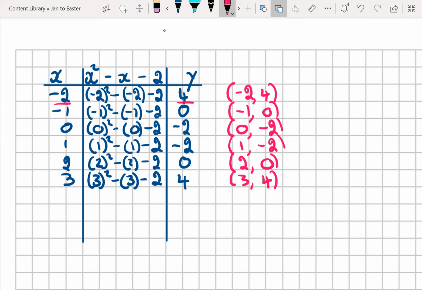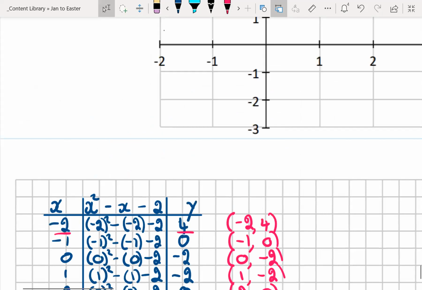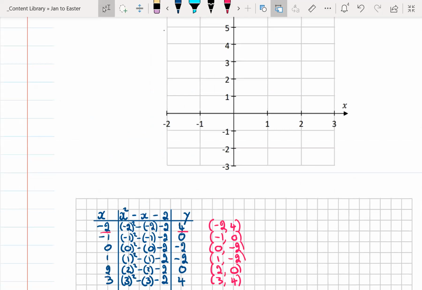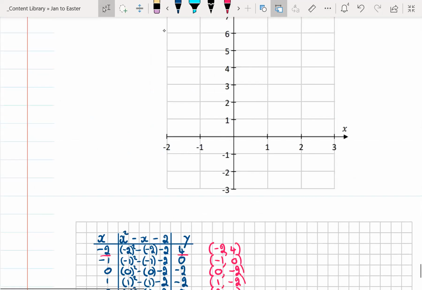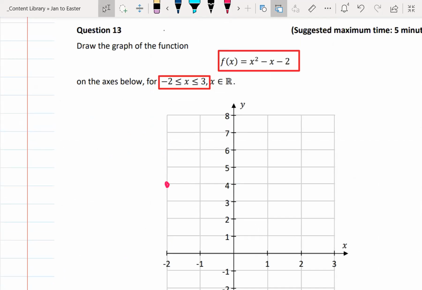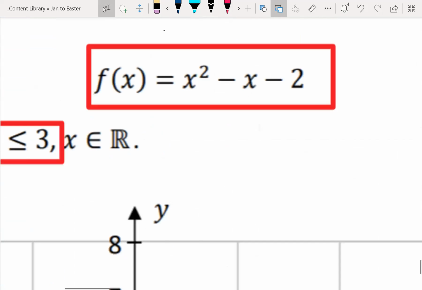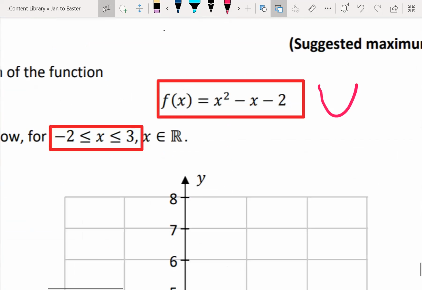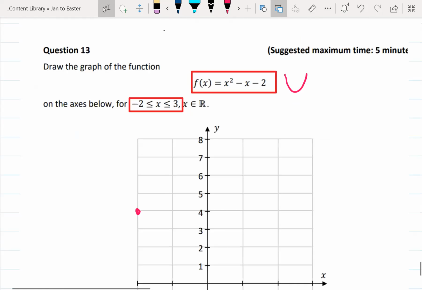Those are the points we now need to put into our graph up here. Axes and scales are already done for you, which is really handy. So -2, 4 is the first one. By the way, this quadratic is a positive x squared. If you remember, I would have been telling you that positive means a happy face. So we are expecting something like that. Let's continue putting our points in.